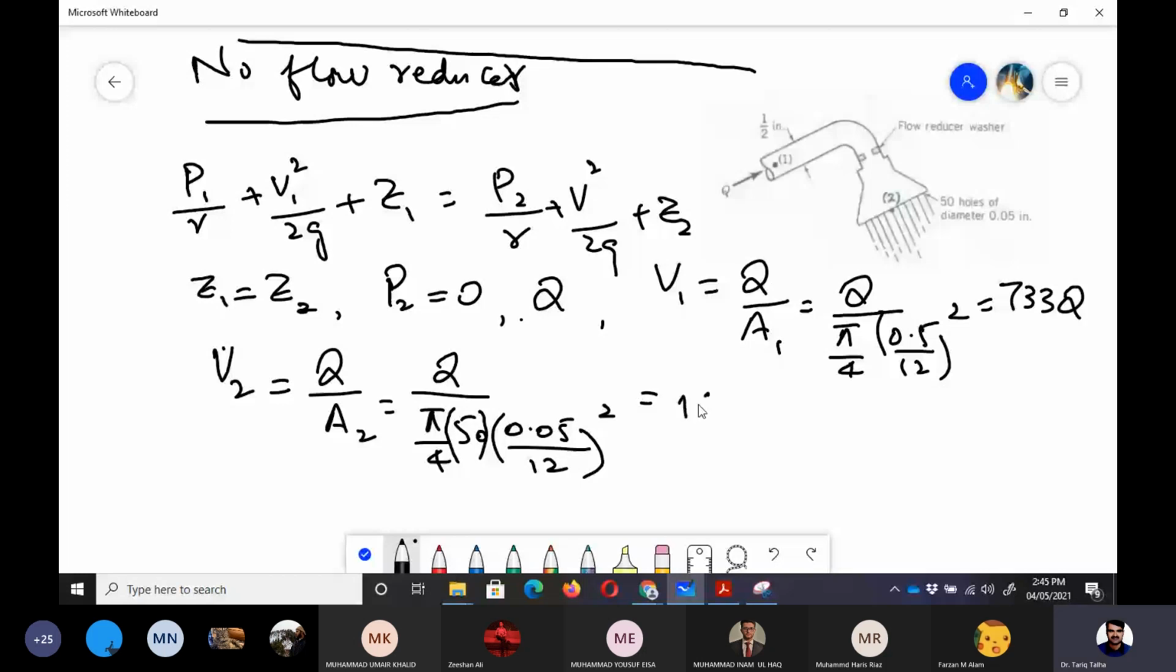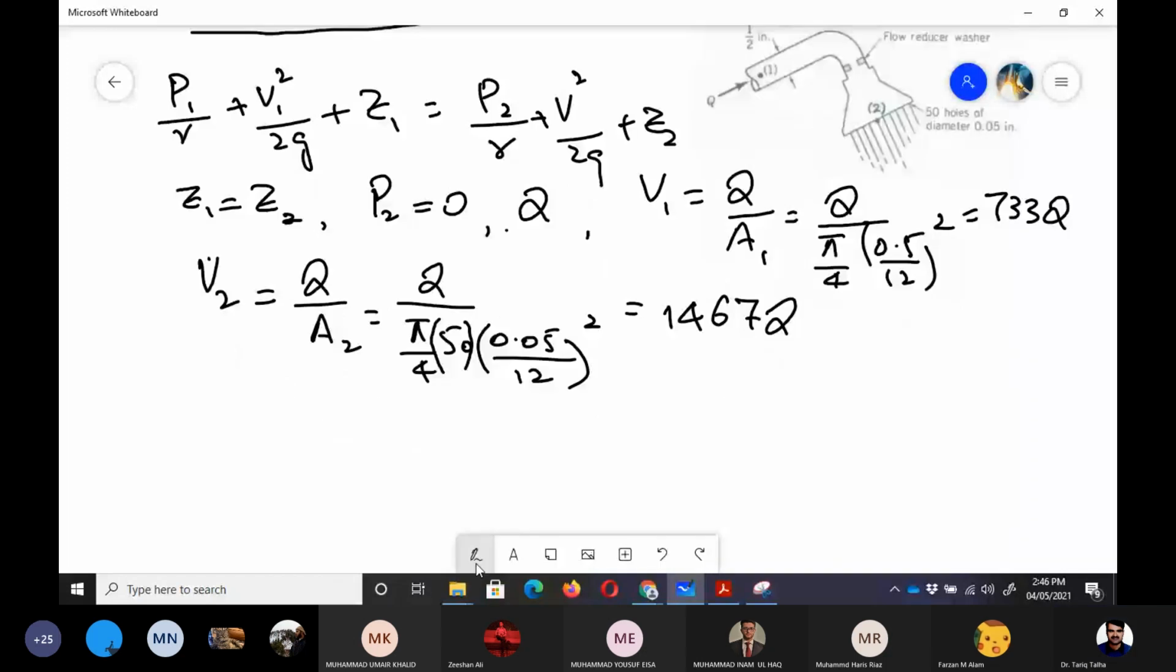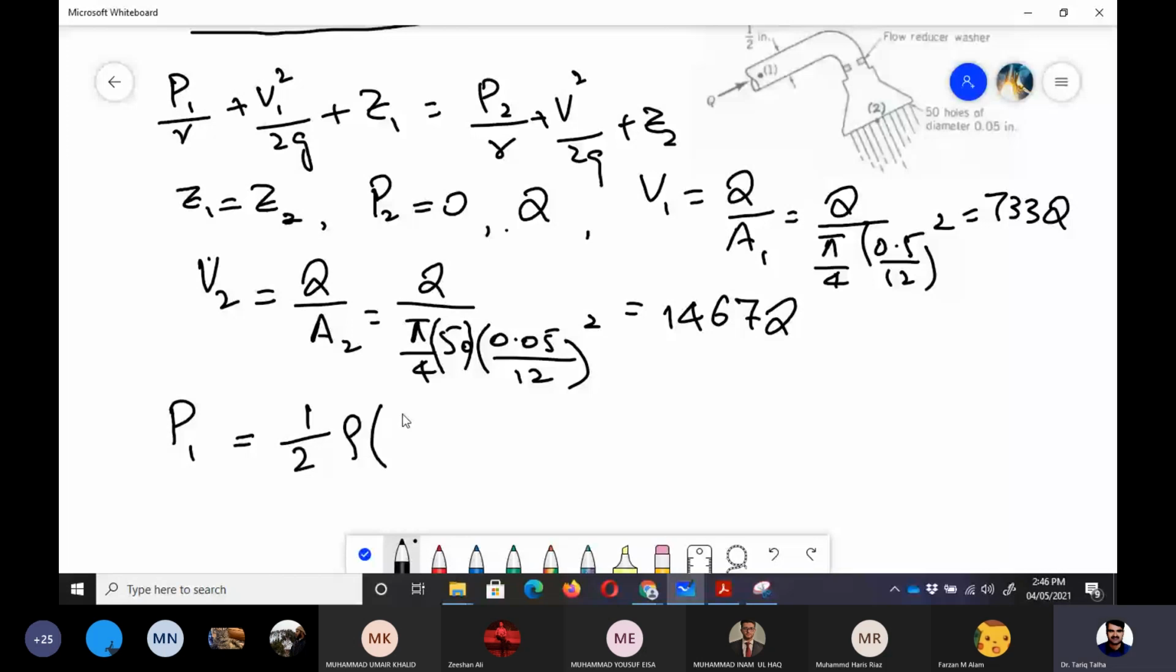Right. So now we need to write this equation. So we can write, if we multiply the whole equation with gamma, which is rho g, so g would be cancelled out. So we can say that it would be equal to half rho (v2 square minus v1 square), and we know v1 and v2 in terms of Q.